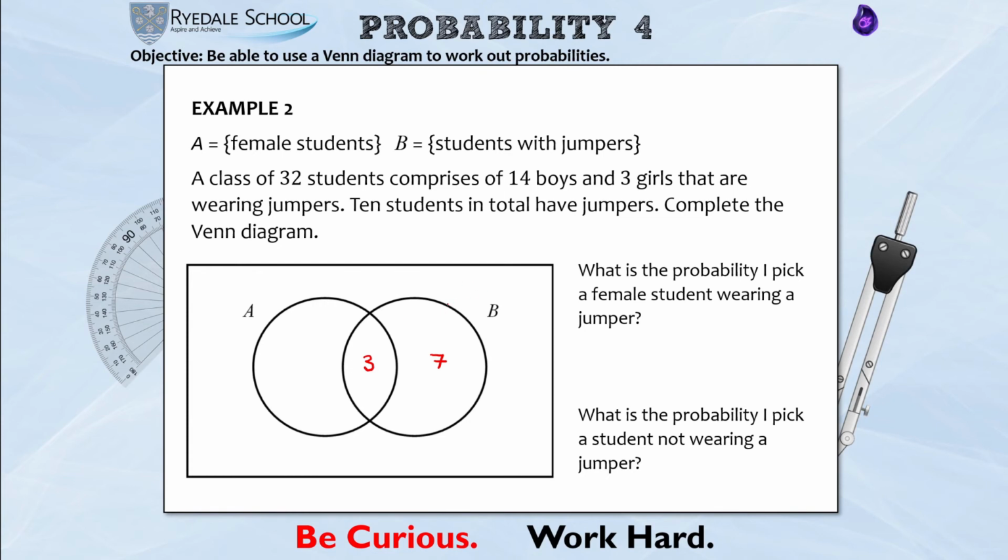Although I haven't been told how many girls are in the class, I can work this out because I know there are 32 students, 14 of which are boys. That must leave 18 girls in total. 3 of the girls are already in my intersection, so I can work out the rest of the girls by doing 18 take away 3. So this number here must be 15.